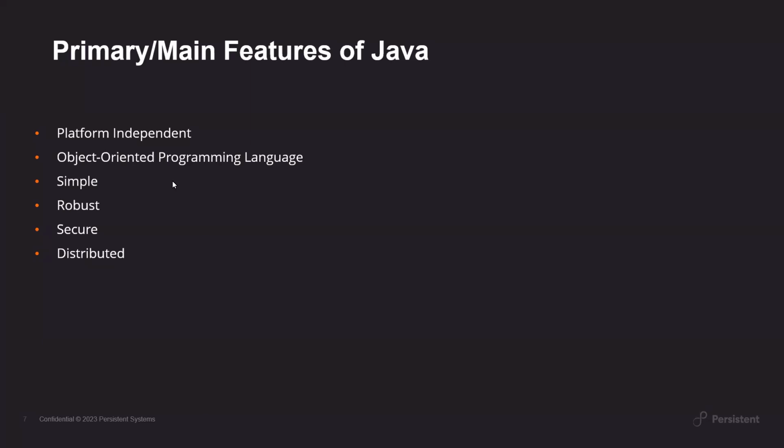And Java is a simple language. Java is one of the simplest languages as it does not have complex features like pointers or operator overloading, like we have in C, multiple inheritance, and explicit memory location. And Java is also robust.